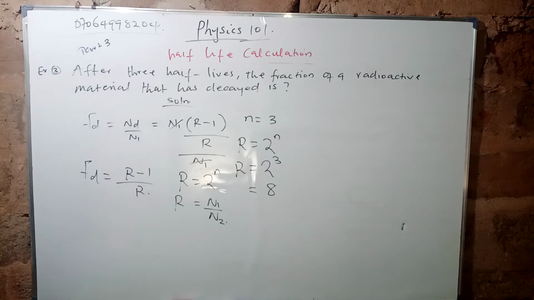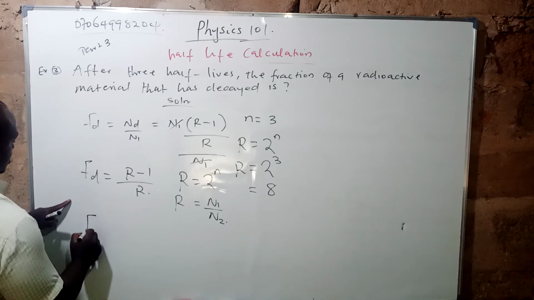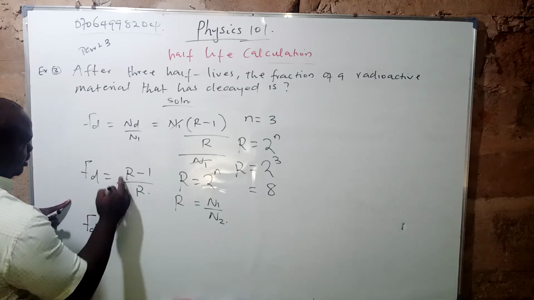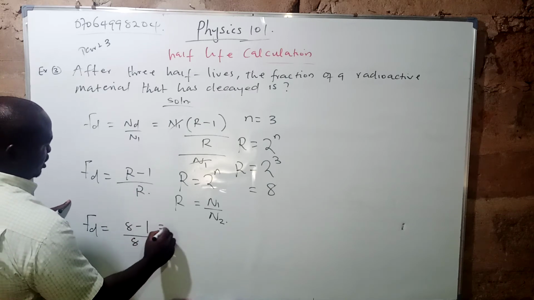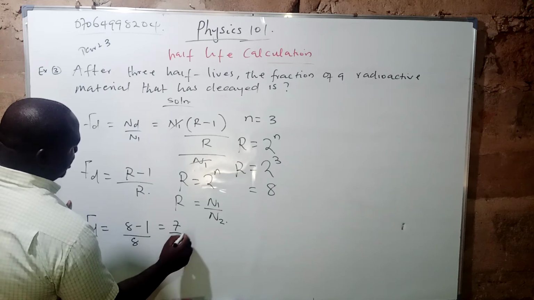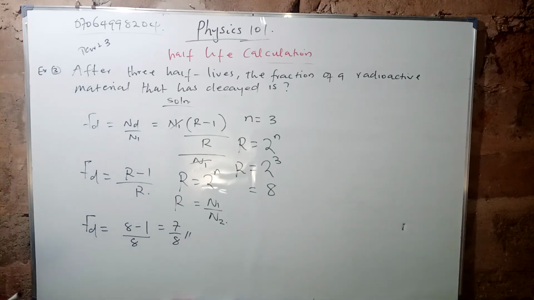Now, the next thing you have to do is put it into this formula, and your answer will flow naturally. So your FD will now be 8 minus 1 all over 8, which is 7 all over 8. That is the answer to the fraction that has decayed. If you know the formula, this thing becomes so easy for you, from part 1 of the video.